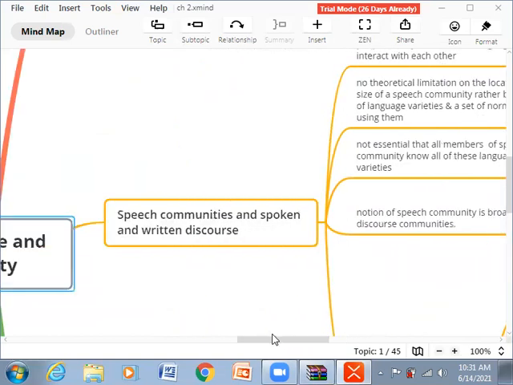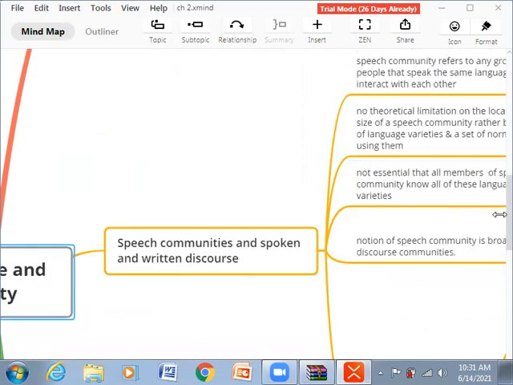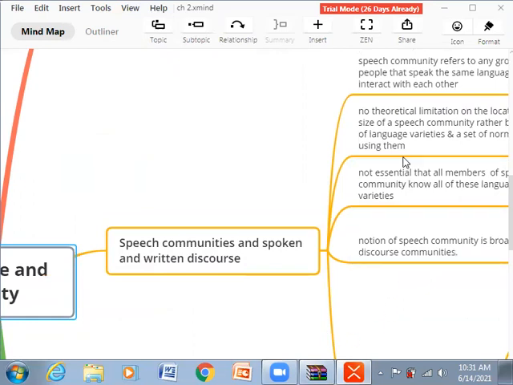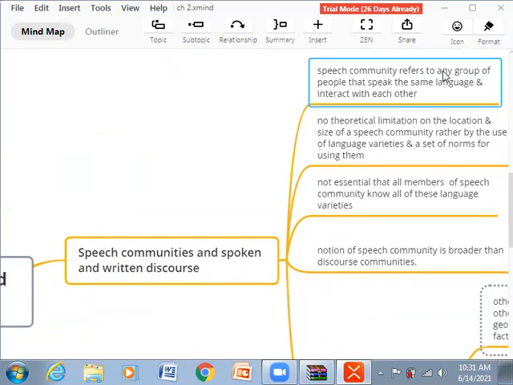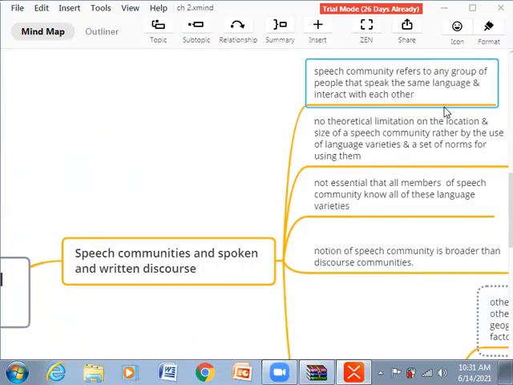So the second point is speech communities and spoken and written discourse. So here are more points. Speech community refers to any group of people that speak the same language and interact with each other. There are no theoretical limitations on the location and size of a speech community, rather it is defined by the use of language varieties and a set of norms for using them. It is not essential that all members of a speech community know all these language varieties. The notion of speech community is broader than discourse communities.